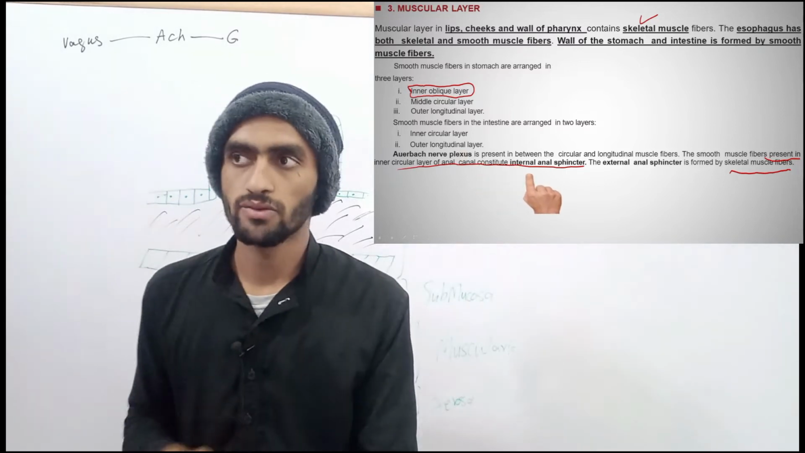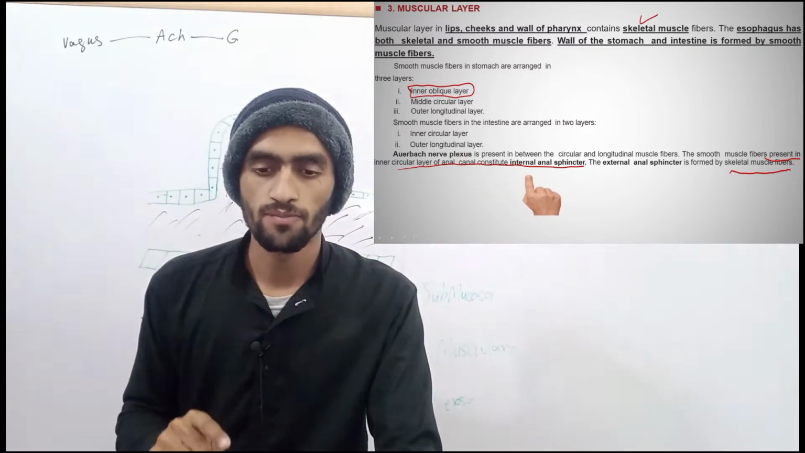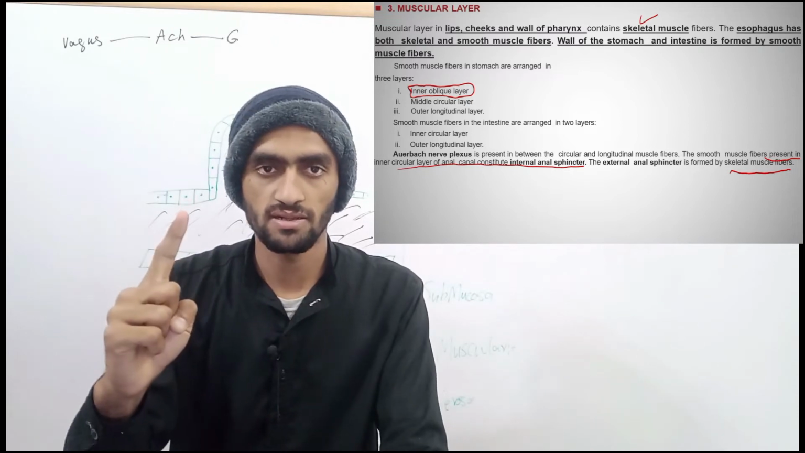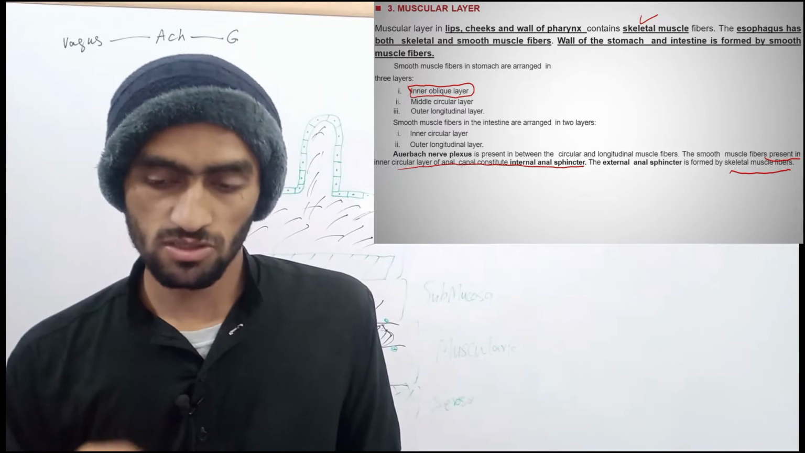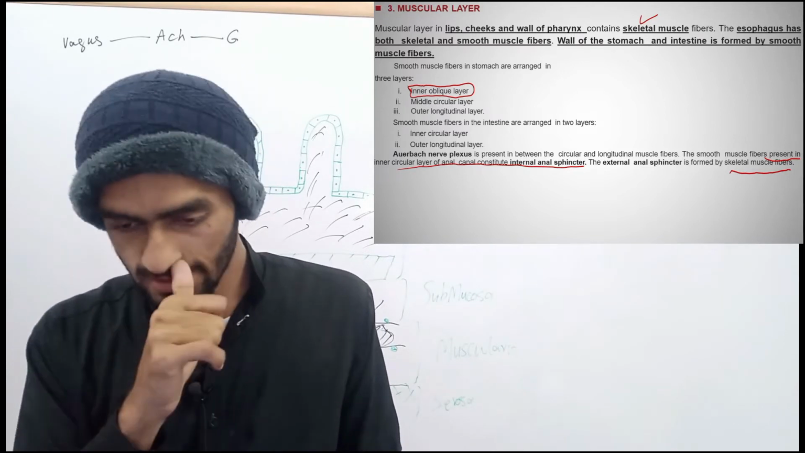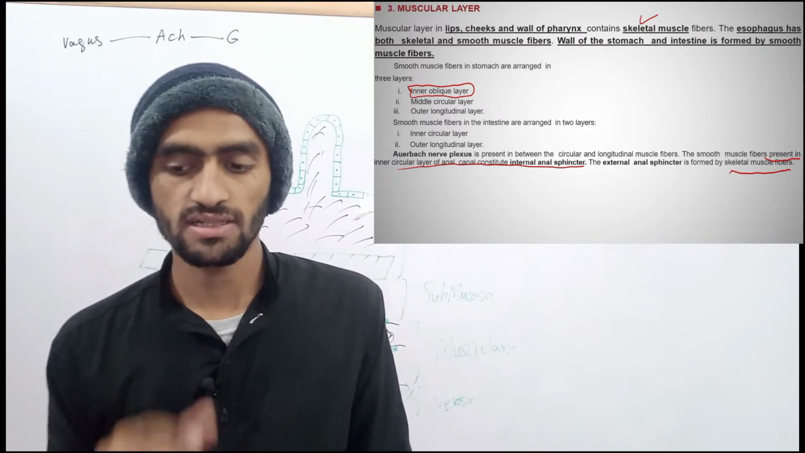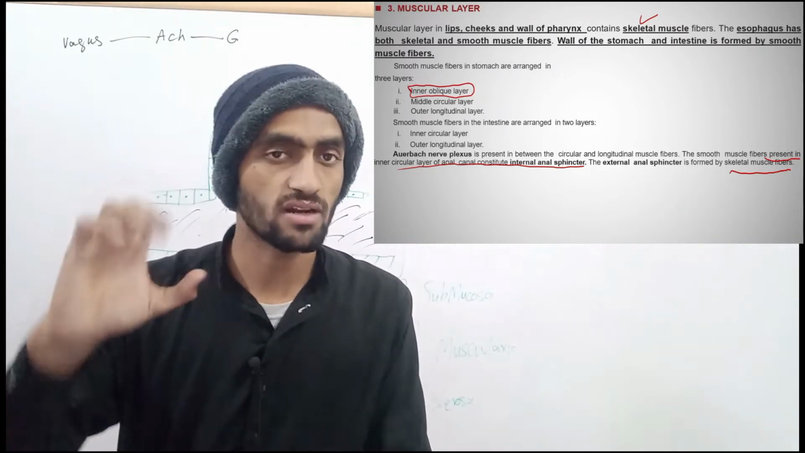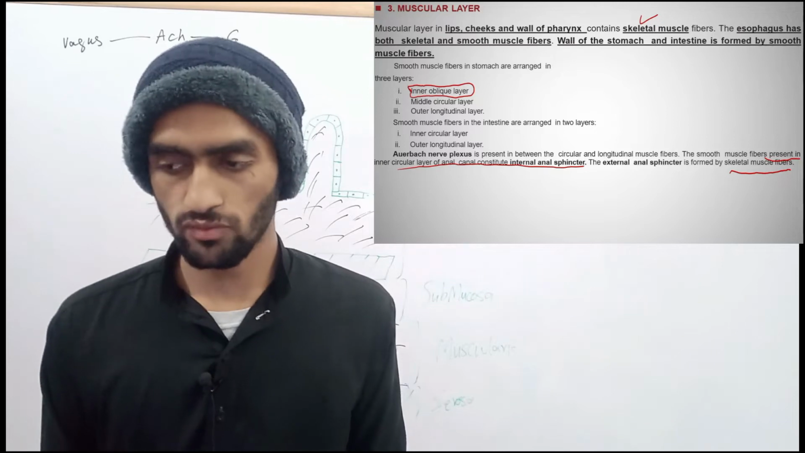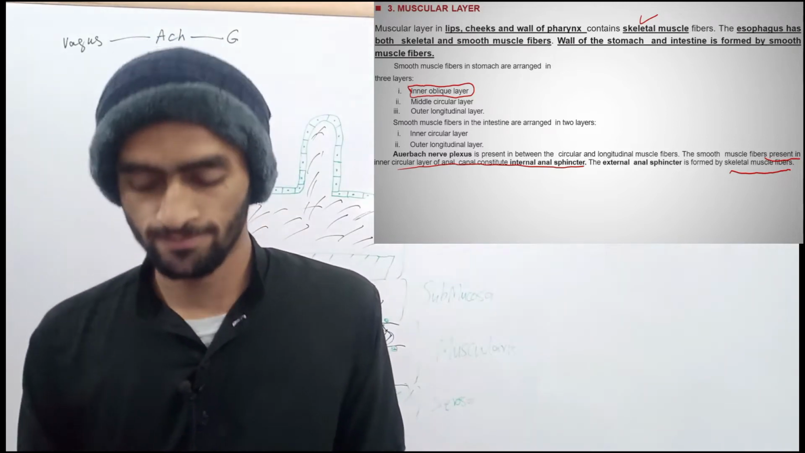In the anal canal, we have the internal anal sphincter and the external anal sphincter. The internal anal sphincter is smooth muscle in nature, while the external anal sphincter is skeletal. So it is in our control when we want to excrete and when we do not.